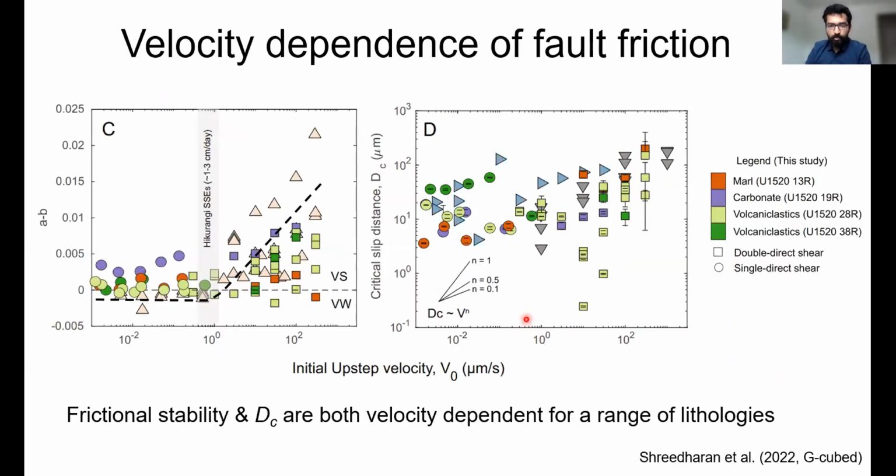Okay, so in both cases, we run friction experiments, and all of these different dots represent experiments that we conducted on different lithologies. So the purple and the orange represent lithologies that are relatively carbonate rich, whereas the two greens represent lithologies that are more clay rich. So what I'm plotting here is the frictional stability A minus B, as well as the critical slip distance D sub C, as a function of a velocity step that I showed you earlier.